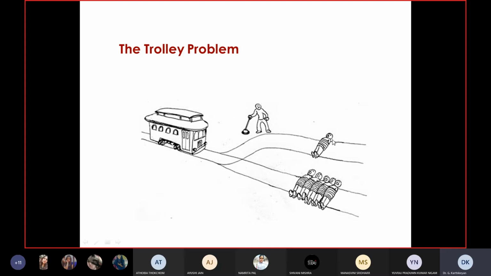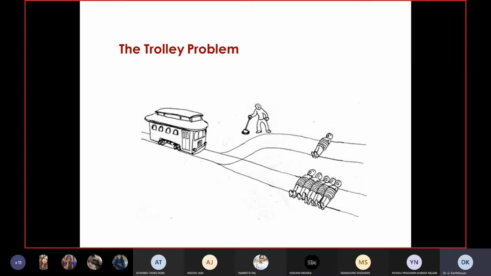Although you see people tied here on the track, it is not people who are tied, but they are working. Just imagine the situation that you have one person working on this parallel track, and then you have five people working on this parallel track. Now you have a lever, the train is approaching, you have the lever by which you can divert to either this one or to this one. So the question is, what will you do?